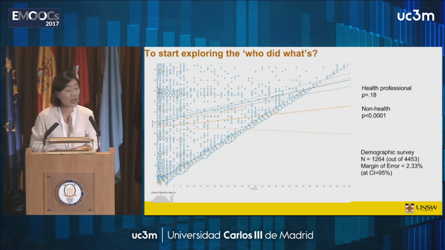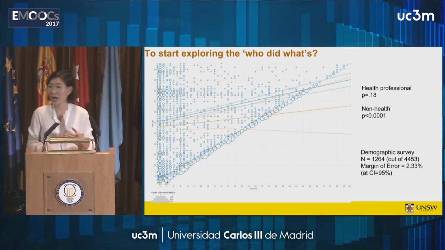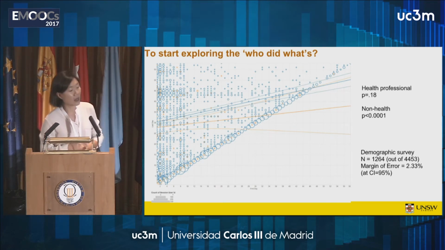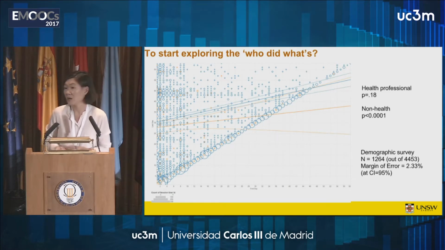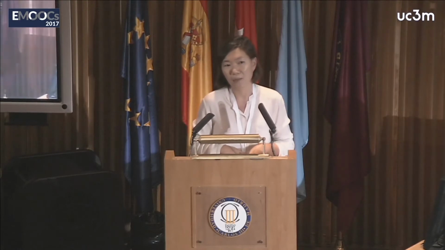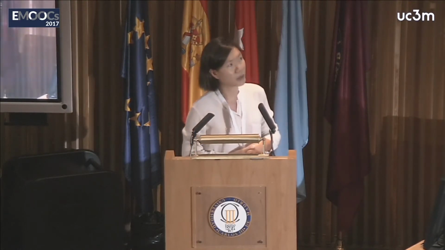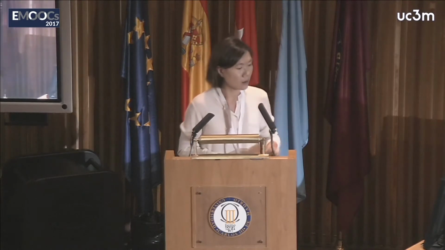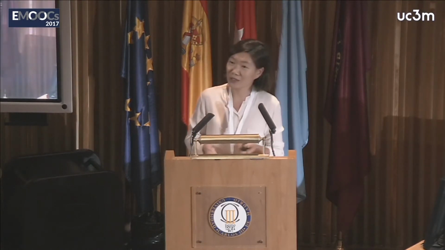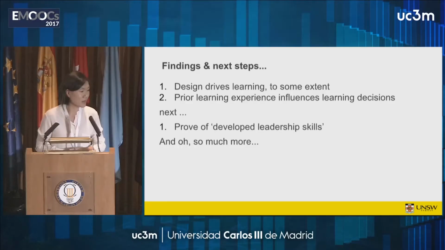And that's the size of the demographic survey that we use to come up with this kind of a hypothesis. Margin of error equals 2.3, and we are reasonably happy because that tells us the subset basically represents their whole population. So that's the first step. It's not conclusive, and we have a lot more work to do. And these are the initial findings.